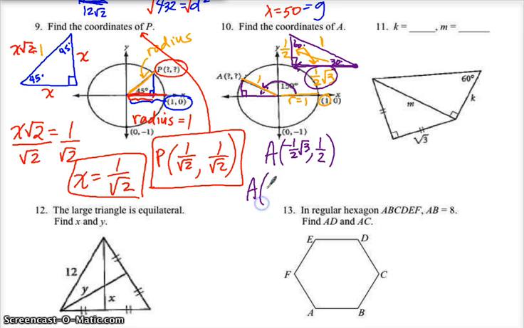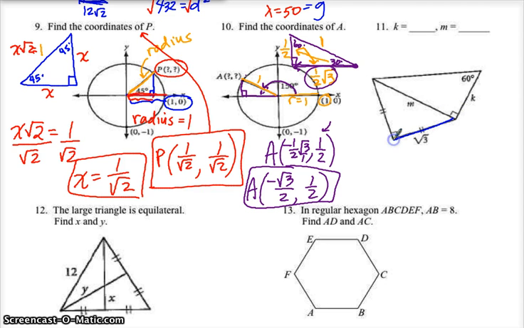Now, more properly, you should write this as negative root 3 over 2 and 1/2. Why? Well, we're multiplying that together. Negative 1 times root 3 is negative root 3. 2 times 1 is 2. So this is the more proper way of writing it. This is okay. Okay, the next one.